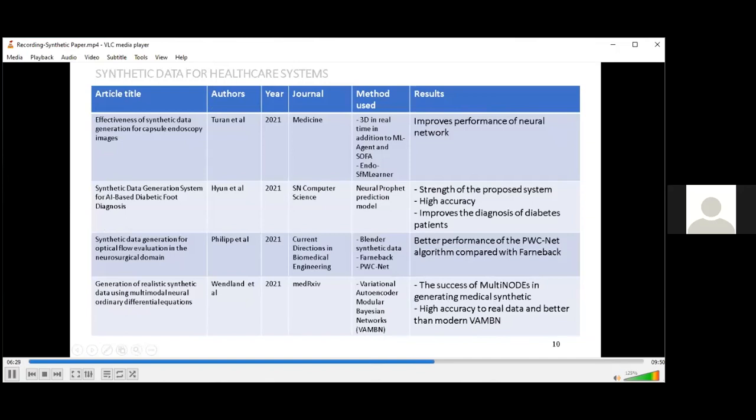Here in this article, synthetic data generation for optical flow evaluation in the neurosurgical domain. They used Blender synthetic data for FlowNet and PWC-Net. The result was better information for the PWC-Net algorithm compared with FlowNet. For this article, for example, a synthetic data generation system for AI-based diabetic foot diagnosis. They used a neural profit prediction model. Their results showed the strength of the system: high accuracy improves the diagnosis of diabetes patients.